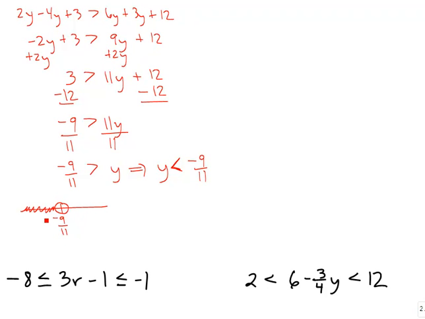To finish this off, we have interval notation of minus infinity up to negative 9/11ths, and we've got parentheses around both of those.